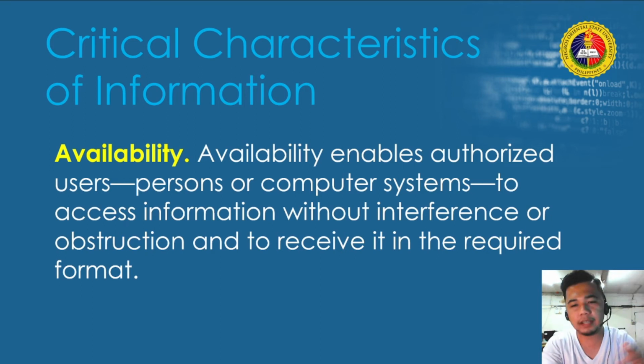So these are the critical characteristics of information. Let's start with availability. Again, this is one of the critical characteristics of information. Information retains its value according to its availability. Availability enables authorized users, persons, or computer systems to access information without interference or obstruction and to receive it in the required format. So basically, is the information available for everybody? Is the information available from the one who gave the information to the end user?